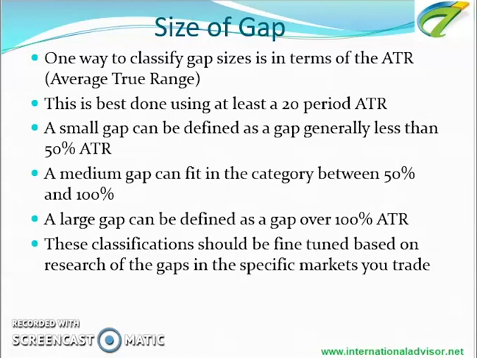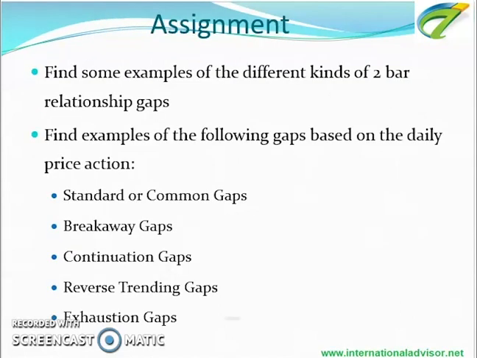Generally, it varies product to product, and especially if we take 20 days, it means it's almost one month's average performance. So if one day is behaving abnormally in the whole month, it gives you more idea that this is something unusual. These classifications should be fine-tuned based on research of the gaps in the specific markets you trade.